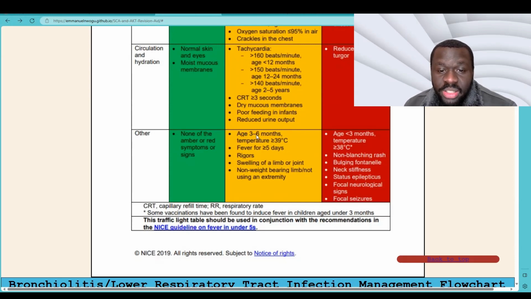So on the amber, the child is aged 3 to 6 months, has a temperature of 39 or more, or a fever that has lasted for 5 days or more, because in that case you think it could be Kawasaki disease, which could cause coronary aneurysms. We don't want that. Presence of rigors: if a child is shivering, which is not really common in children, it tells you that the temperature is very likely very high.